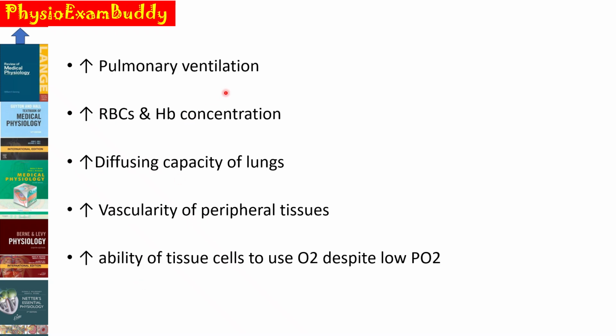Under acclimatization you have to explain this question under these headings. So what are the principal means by which acclimatization occurs? There occurs a great increase in the pulmonary ventilation, increase in the number of red blood cells as well as hemoglobin concentration, increase in the diffusing capacity of the lungs, and there is an increase in the vascularity of the peripheral tissues and increased ability of the tissue cells to use oxygen despite the low partial pressure of oxygen.